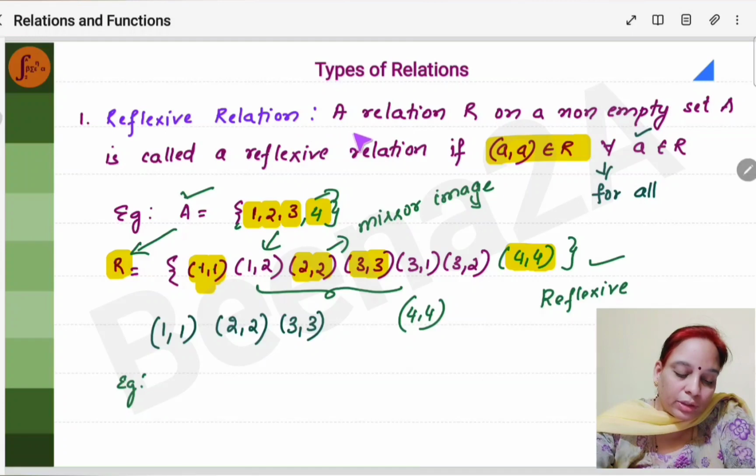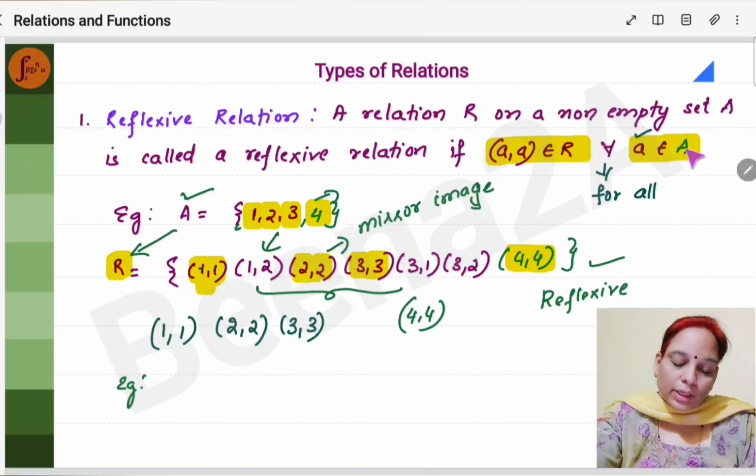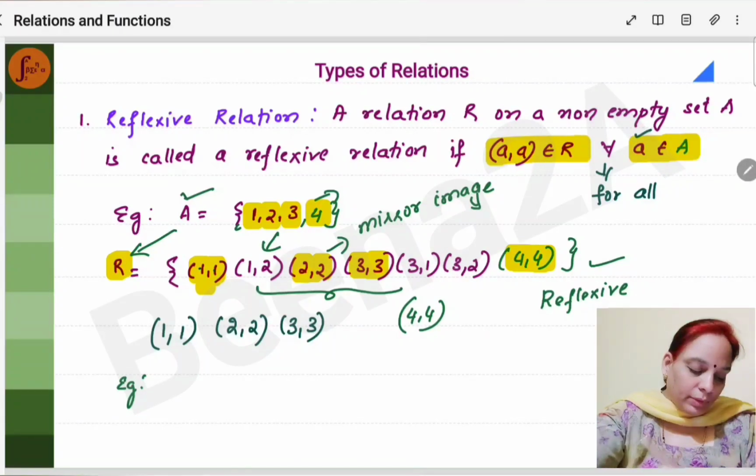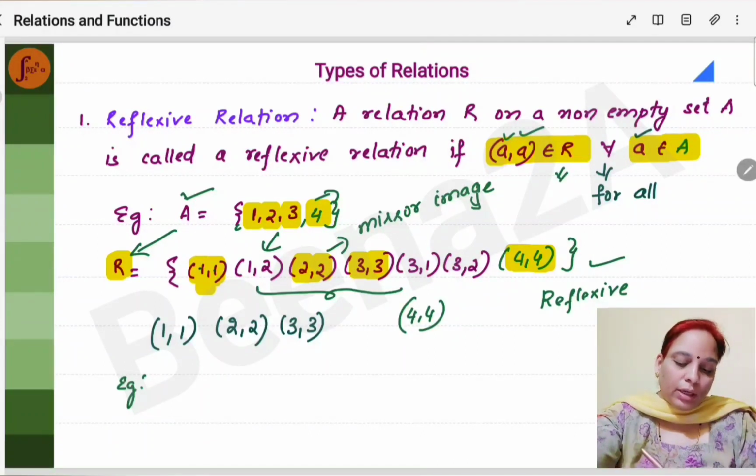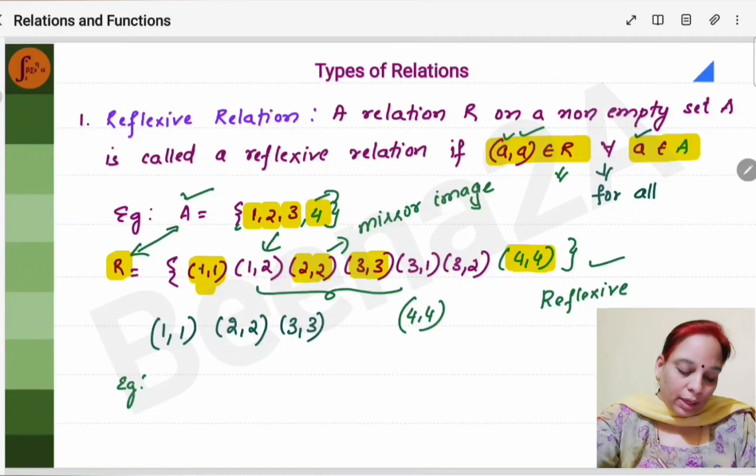So what is the definition? A relation R on a non-empty set A. So set A should be non-empty. That means set A should have some elements, at least one element. So a relation R on a non-empty set A is called a reflexive relation if (a, a) belongs to R, where a is an element that belongs to set A. So you should have the same element twice and that should belong to relation R. That's when you say that R is a relation on A and the relationship is reflexive.